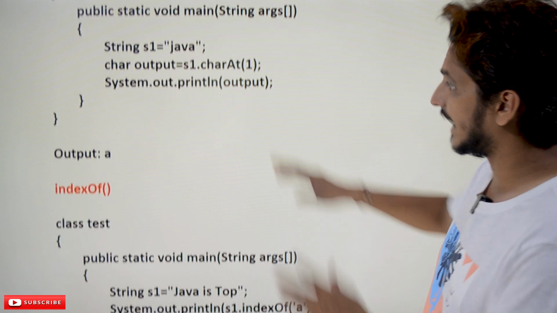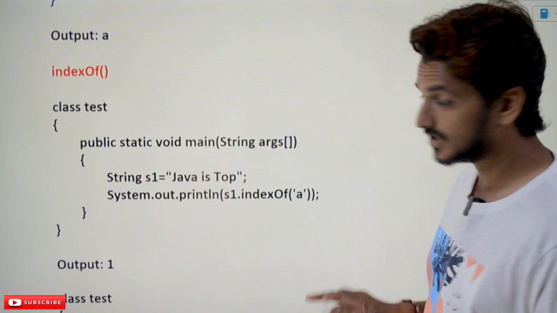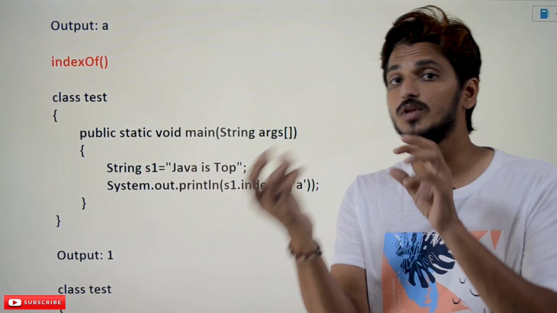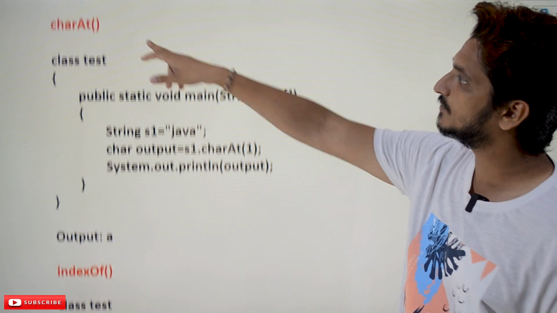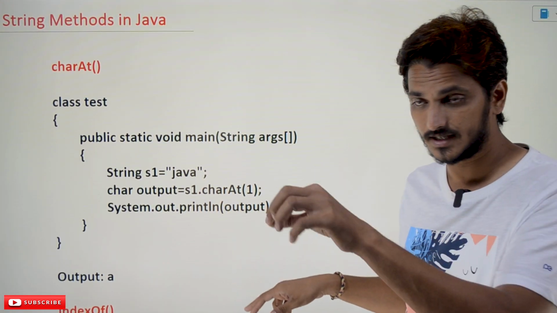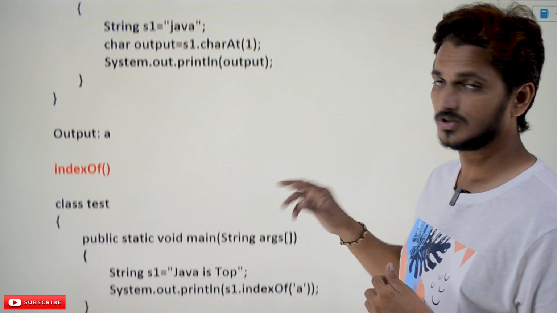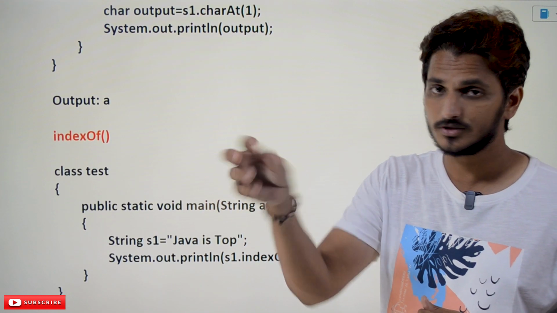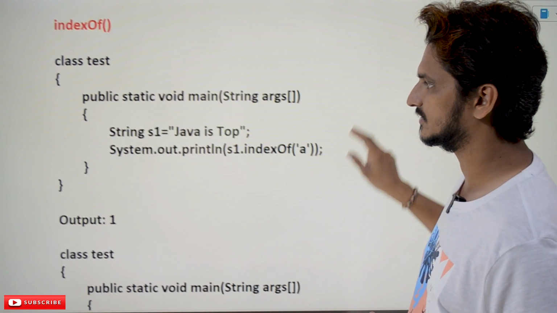Now coming to the exact opposite of this, which is indexOf. You mention the character, and it is going to give you the index position. What is the charAt method going to do? If you mention the index, it gets the character. indexOf is exactly opposite: you mention the character, and it gives you the index. That is what the indexOf method does.